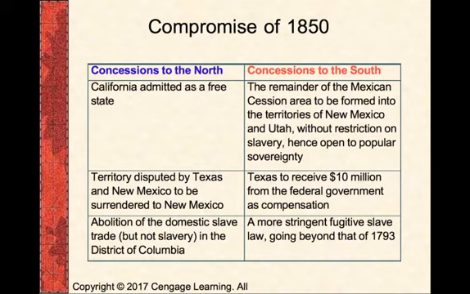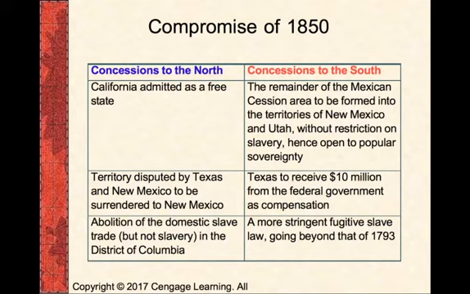The concessions to the North: California was admitted as a free state. The territory that was disputed between Texas and New Mexico was surrendered to New Mexico. Texas gave up that land to pay for its debts. All of that land west of the Panhandle and all the way up into a little bit of Colorado and Wyoming was given to the federal government whenever Texas became a state to pay off its debts, and then the Texas and New Mexico land was given up to New Mexico.